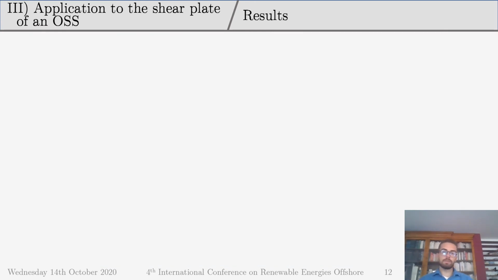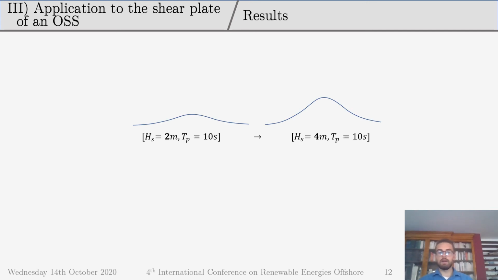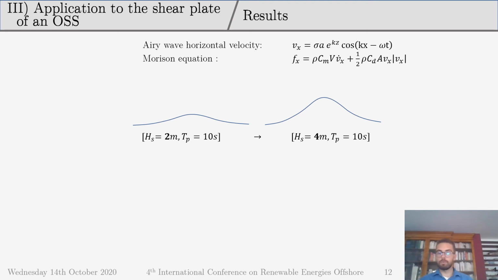What we wanted to do next is to check whether the reason why we found very low damage was because the sea state was not very impactful. To do so, we wanted to simulate a sea state of HS equal 4 meters without running the full structure a second time. We started with the Airy wave horizontal velocity, which is proportional to the amplitude A of the wave. And the Morrison equation writes the horizontal force on the jacket structure as dependent on the velocity squared and on the derivative of the velocity.